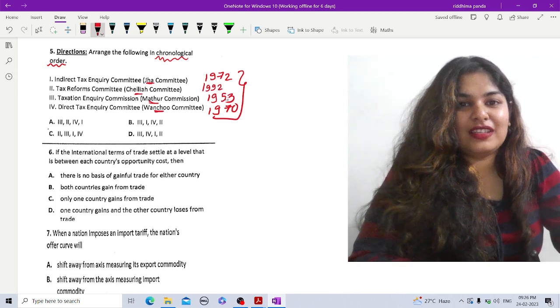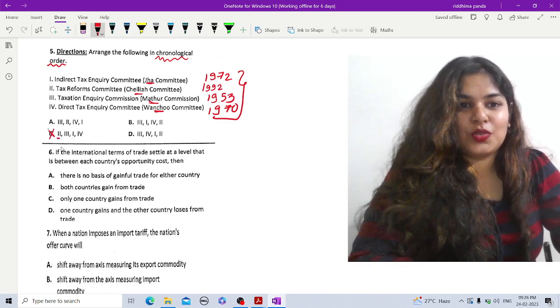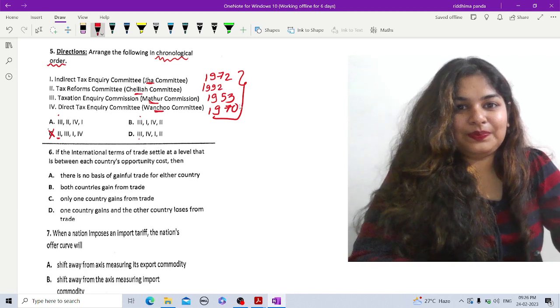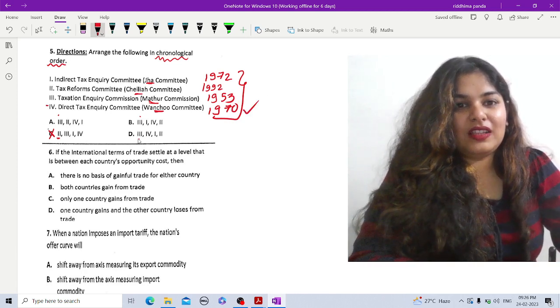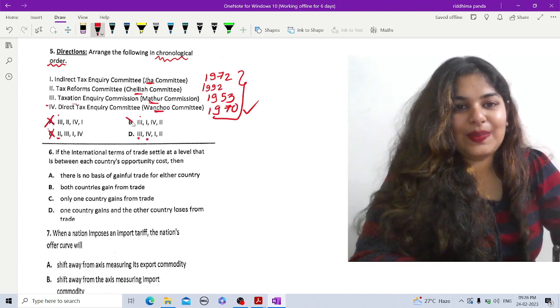The first one, it should be 3. Let's see. So this is cancelled because it begins with 2. So this I'm not going to take, but I have 3, 3, 3. Next one is 1972, 70, right? This one, yes. So this is the fourth one. So after 3, the fourth one is this. Of course, that means A is cancelled, B is cancelled. So 3, 4, 1, 2. So D is the correct option.